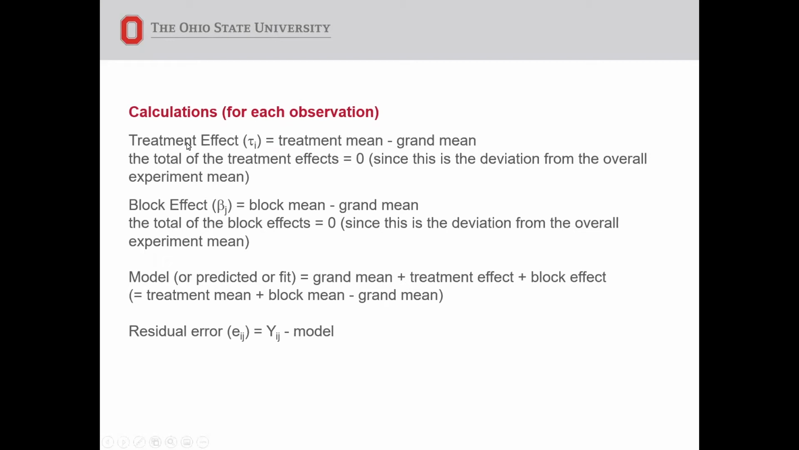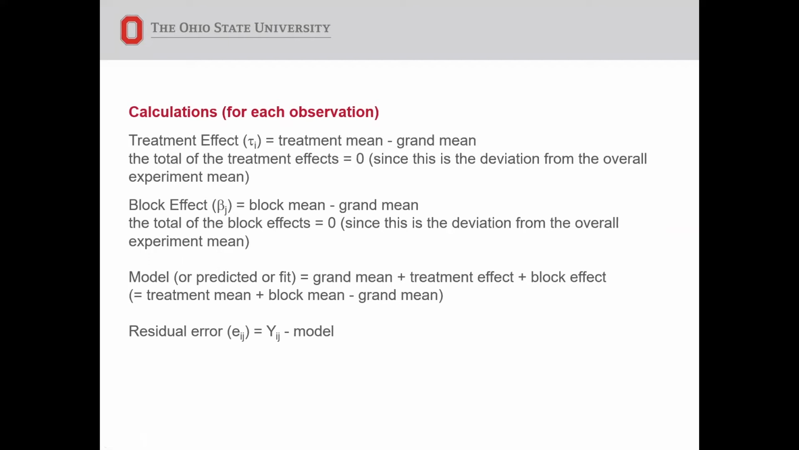So we calculate the treatment effect as the treatment mean minus the grand mean. And the cumulative total for all of the treatment effects will be 0 since we are defining each treatment with respect to the mean for the whole experiment. So some treatments are over the mean, some treatments fall below the mean, but because they're defined in terms of the mean, the net total of those will be 0.